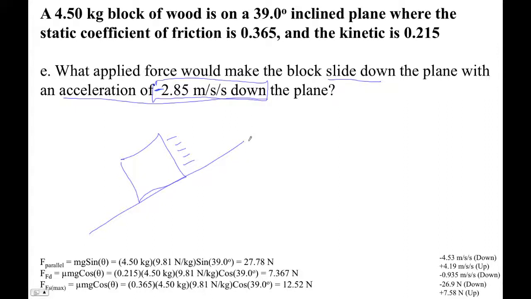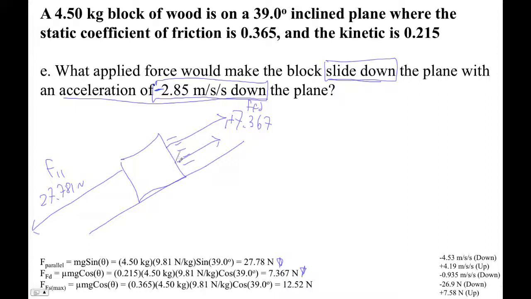Okay, so let's see. If it's sliding down the plane, then the kinetic friction, or the dynamic friction, is up the plane, right? So 7.367, that's our force of friction dynamic, and it's up the plane because we're sliding down the plane. Parallel force is just always down the plane, so let's draw that in there. 27.781, that's our force parallel, right? And then there's some unknown force. We'll just draw it in here.